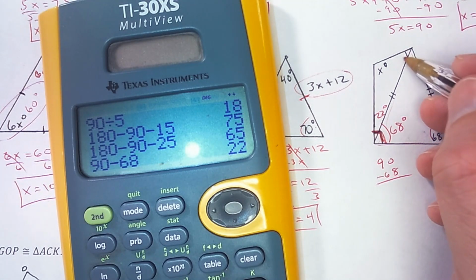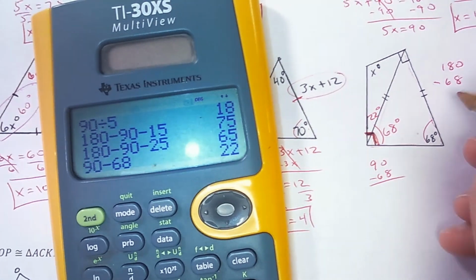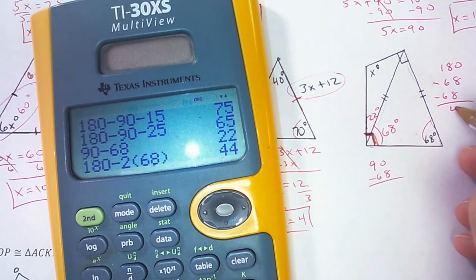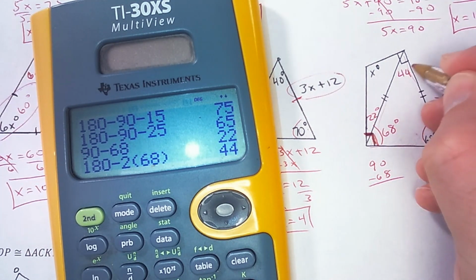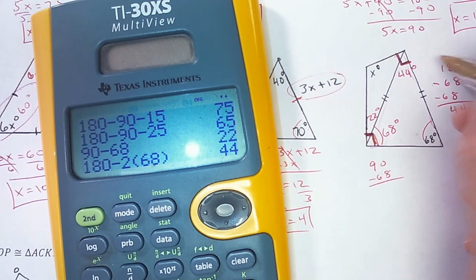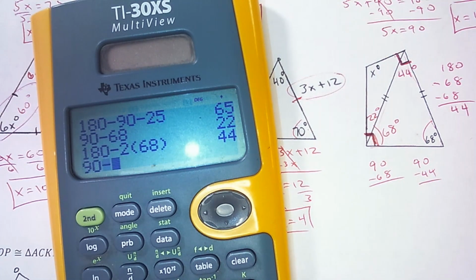Okay, now I need to find this one up here. So in this isosceles triangle, I can subtract the two 68s from 180. So 180 minus 68 minus 68. So 180 minus 2 68s is 44. So this right here is 44 degrees. Combined, these two angles right here make 90. So if I do 90 minus 44, I get 46. So this is 46 degrees.